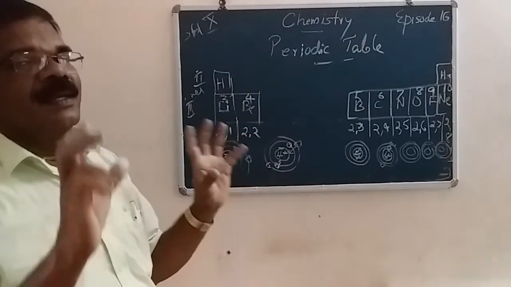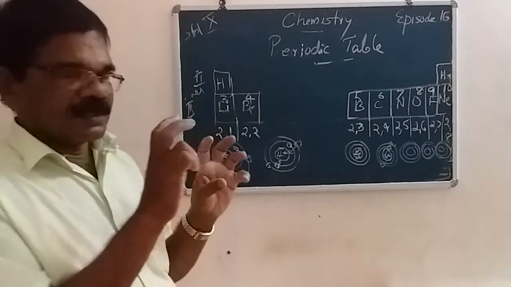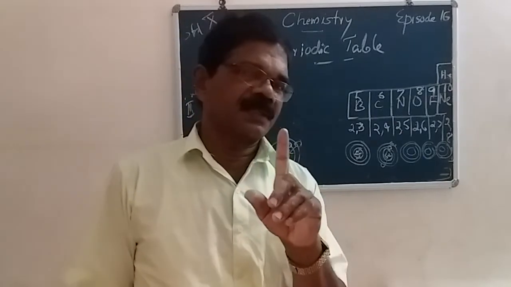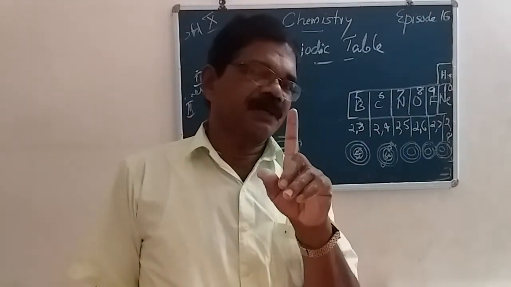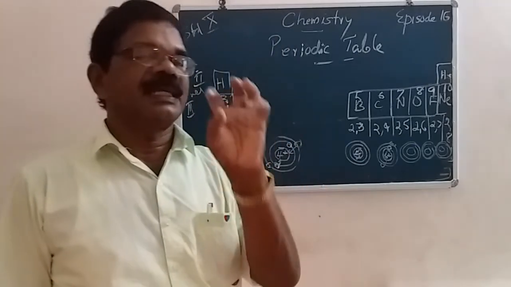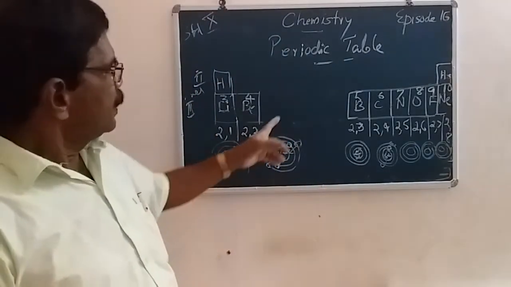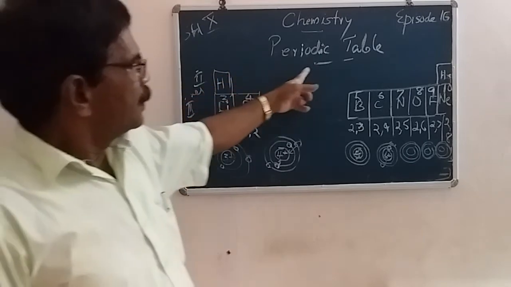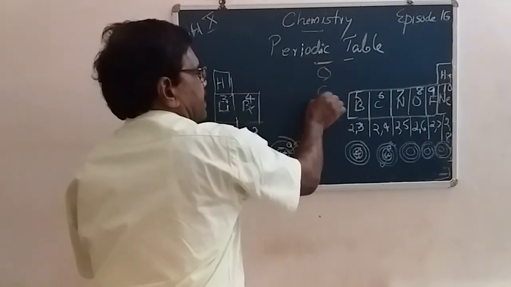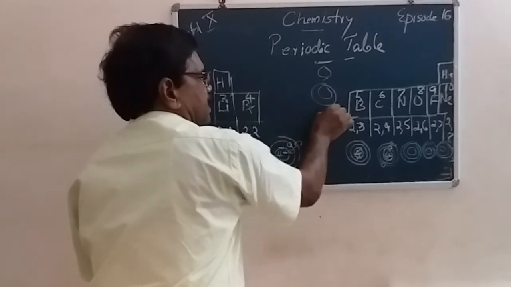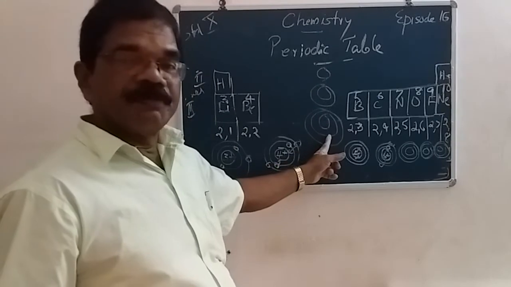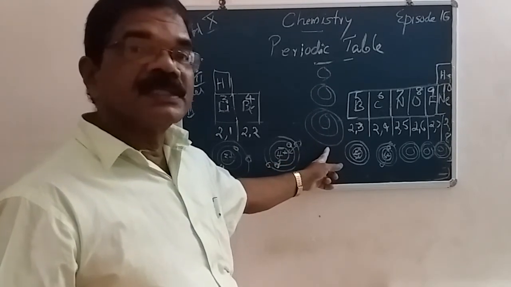Now we can come to the conclusion. We have now learned two things. How does the size of the atom change in a group? In a group, from top to bottom, the size of the atom increases. Why?